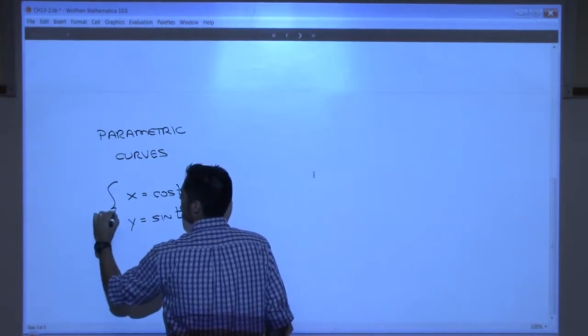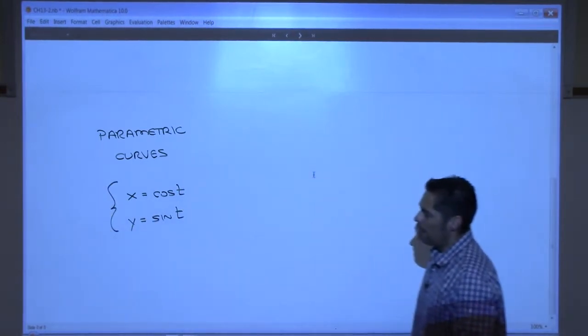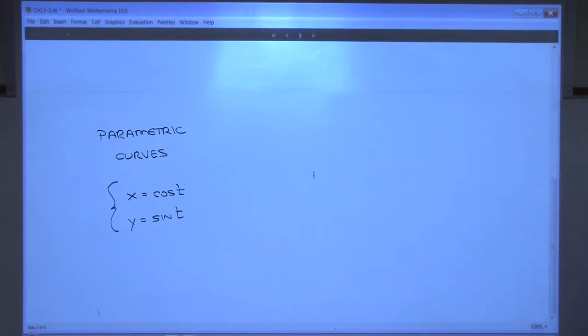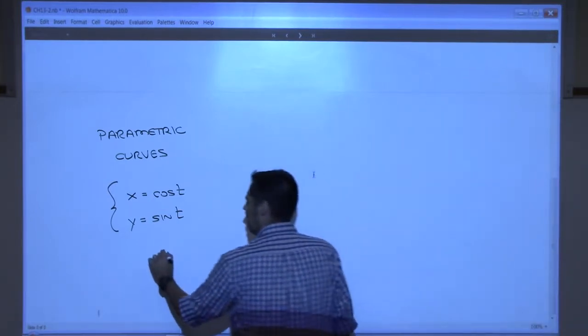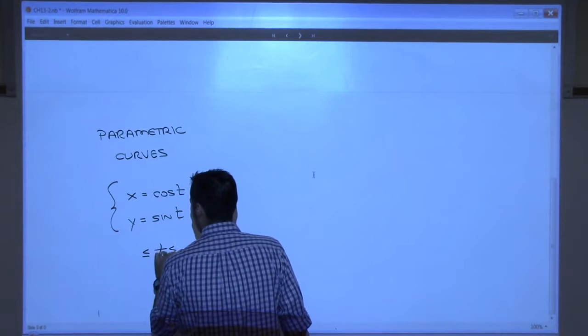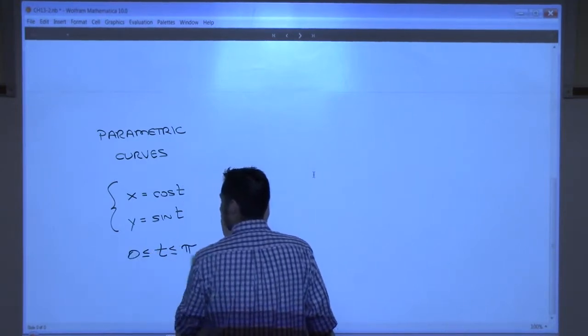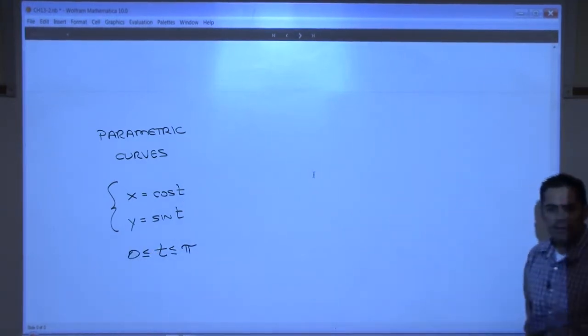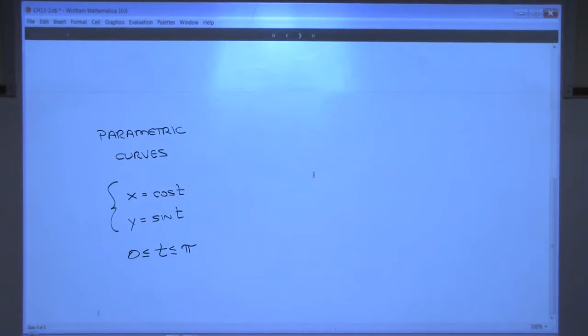We look at this as a set of equations, all right? If I let t right now vary between 0 and pi, what will the set of equations draw me in two-dimensional space? Half of a unit circle, right?